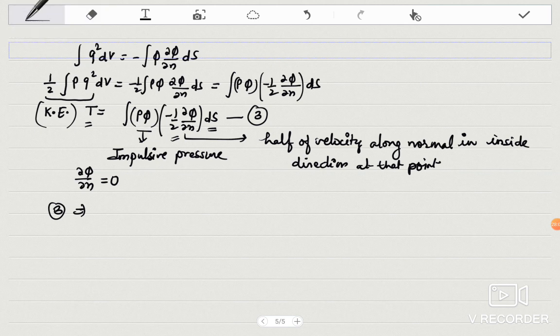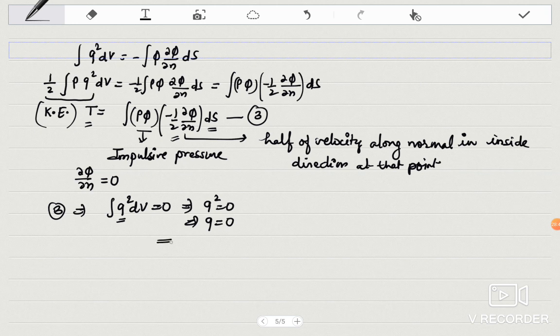This relation is derived just to show that kinetic energy is depending upon the boundaries, and your boundaries are rigid and fixed. Because the boundaries are rigid and fixed, delta phi delta n will be 0. And from the previous derivation you will get q square dv is equal to 0. This is positive, being square of q, and dv is arbitrary. So what does the integral q square dv equal to 0 imply? That q square is necessarily 0, or q is necessarily 0.